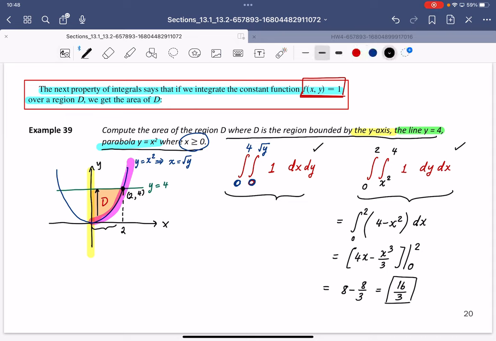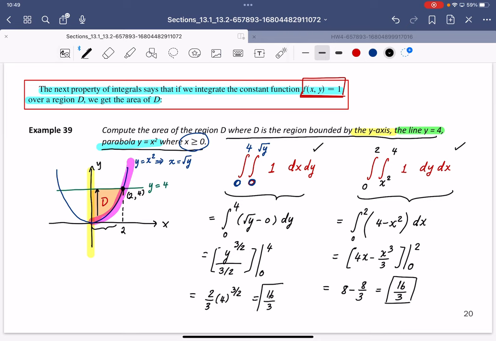Similar to this one, you can do it, but maybe it's a little bit harder or easier, I don't know. If you do this one, you're going to have square root y minus 0 dy. You integrate, so you're going to get y to the 1/2, right? So you integrate, you get y to the 3 over 2 over 3 over 2, and then you plug in 4 and 0, so you get 2/3 times 4 to the 3 over 2, which is 16 over 3 as well.